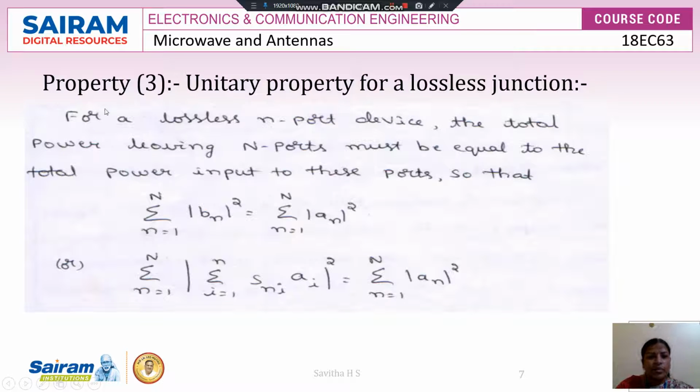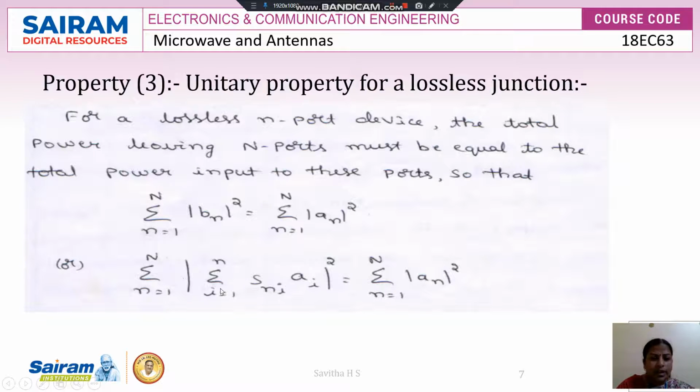Now the third property is the unitary property for a lossless junction. For a lossless N-port device, the total power leaving the N ports must be equal to the total power input to these ports. We have already considered A as the incident wave and B as the reflected wave. So we write the power input as summation n is equal to 1 to N magnitude of An square, if we consider N ports, and summation n is equal to 1 to N magnitude of Bn square. This is the power output.